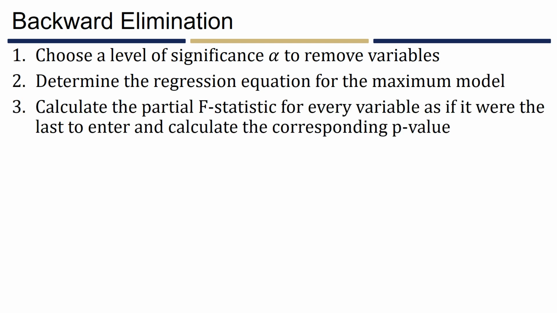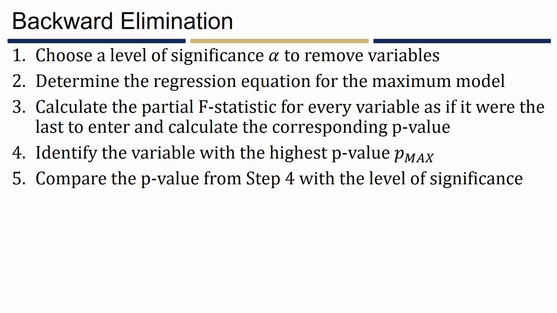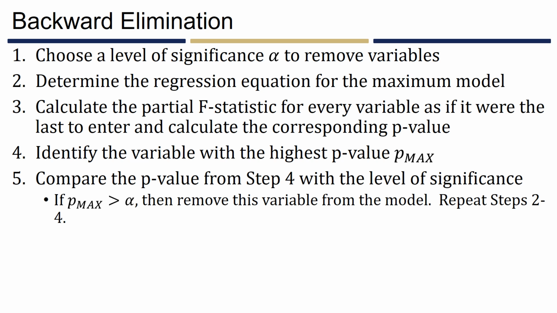And we calculate the partial F statistic for every predictor as if it were the last one to enter the model, and calculate the corresponding p-value. We then want to identify the variable in the model that has the highest p-value. We'll call that p-max. And we'll then compare the p-value from step 4 with our level of significance. If the maximum p-value is greater than alpha, then we're going to remove this predictor from the model and then go back and repeat steps 2 through 4.